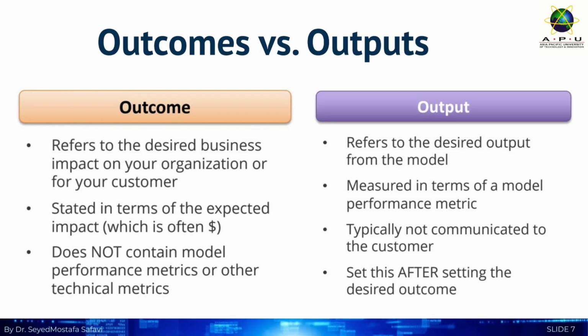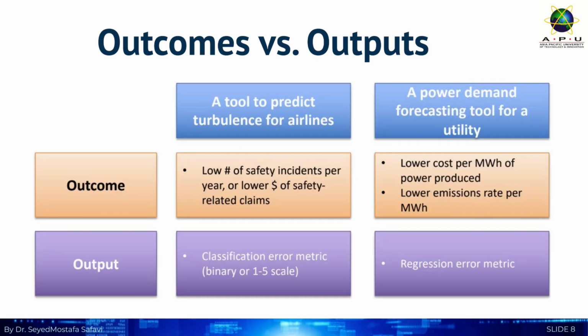Let's clarify this. The outcome is the why, the big picture, the money, the safety, the business impact. The output is the how, the technical metrics like accuracy or error rates. You tell the CEO the outcome, you use the output to communicate with your fellow data scientists. To make this concrete, let's look at the airline example. A good output is a low classification error. But the real outcome? A reduction in safety incidents and costs. Always remember to connect your technical output to a meaningful, tangible outcome.